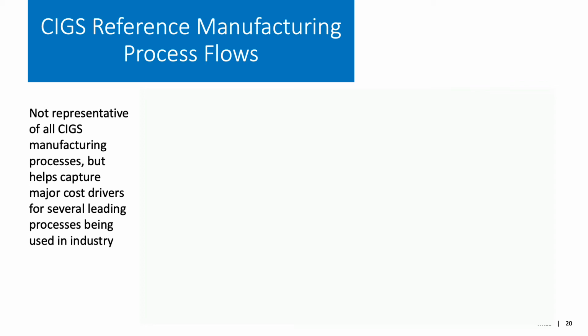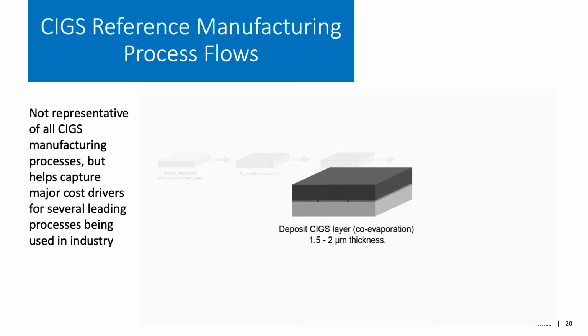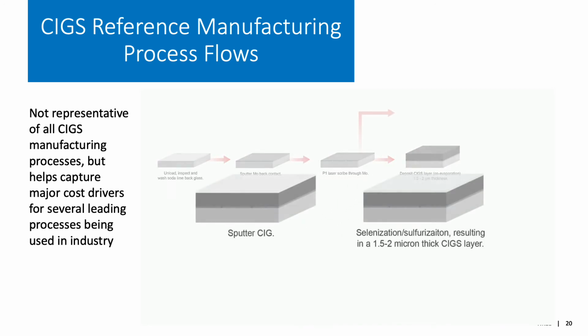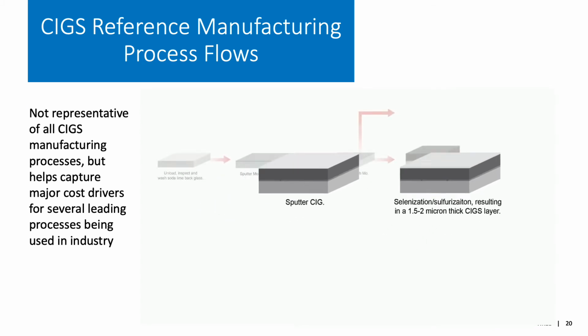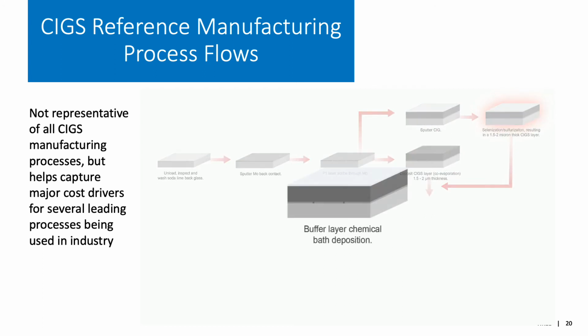Now I'll walk you through the manufacturing process flow that we use to calculate the CIGS costs in this case. First, unload, inspect, and wash the back glass, which is soda lime back glass in this case. Then sputter the molybdenum back contact layer. Then laser scribe through that molybdenum back contact layer. Next, deposit the CIGS layer itself. In this case, we're assuming a two-step sputtering plus batch selenization and sulfurization process. Then deposit the buffer layer, either with sputtering or chemical bath deposition.